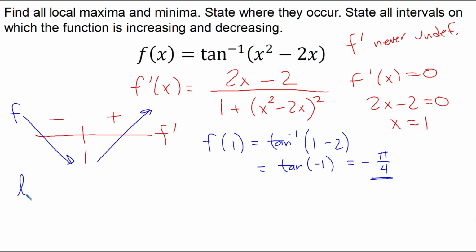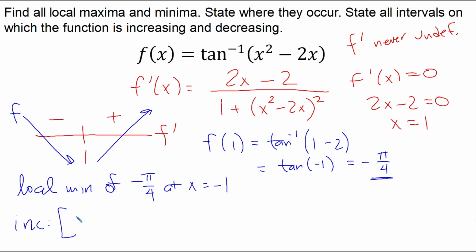So we'll say that we have a local min of negative pi over 4 at x equals 1. We'll say that we are increasing from 1 to infinity, and that we are decreasing from negative infinity to 1, because that's what it shows on our sign chart.